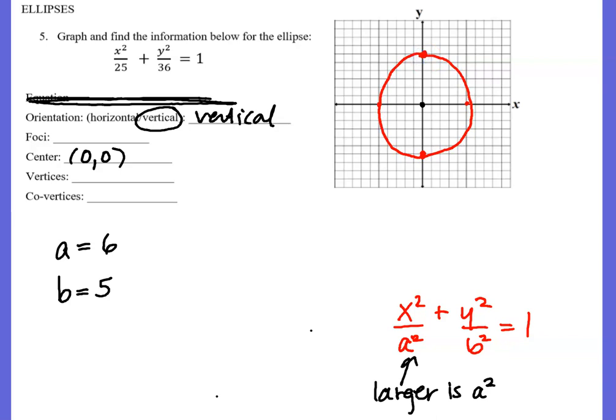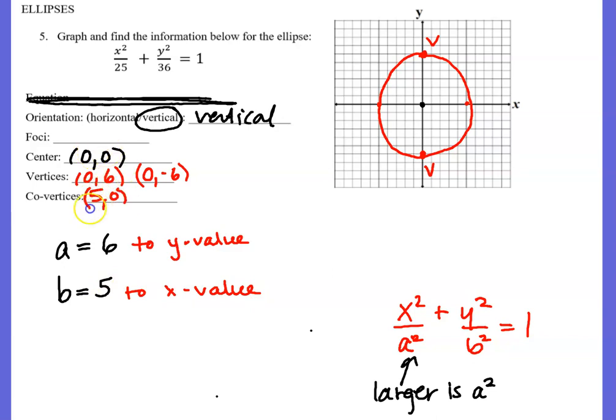All right, and then it wants me to list the vertices. The vertices are the longest direction, so I went 6 up and down. So my vertices are 0, positive 6, and 0, negative 6. If you have the graph, you can just count. But remember, we were adding and subtracting 6 to the y value because that was under the y. And we were doing the 5 to the x value. So I'm adding and subtracting 5 to the x value of the center, which gave me 5, 0, and negative 5, 0. But again, you could get those from your graph.